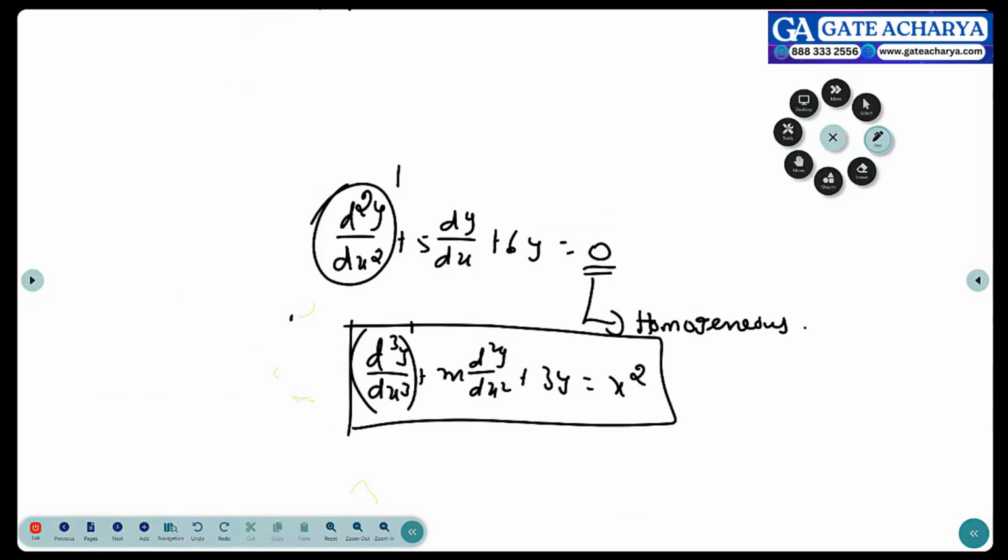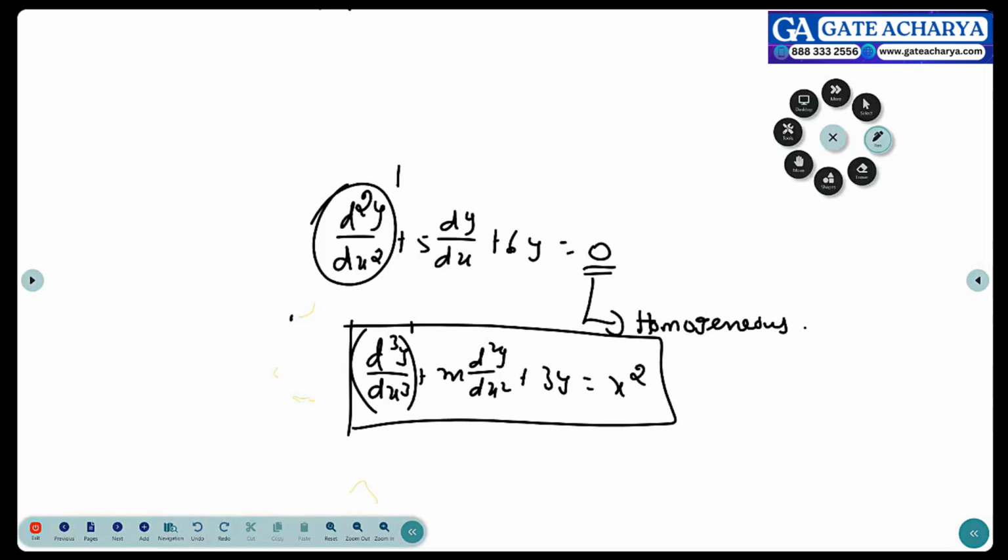So, third order linear. What is the right hand side? If it is 0, homogeneous. If it is not 0, then it is non-homogeneous. Therefore, it is a third order linear non-homogeneous ordinary differential equation. It is also one of your GATE questions. Sometimes they ask like this.